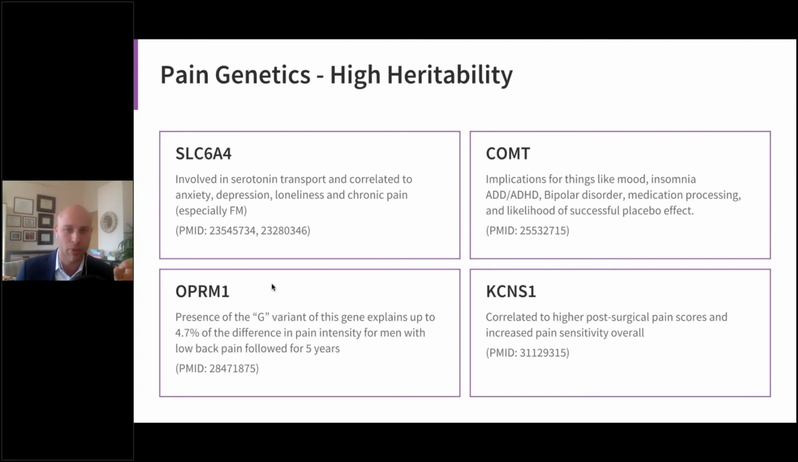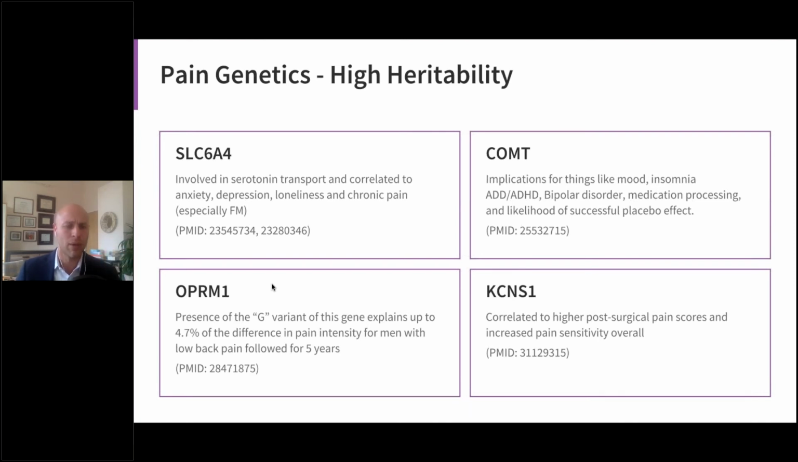But opioid receptor mechanics, COMT mechanics around our ability to break down certain neurotransmitters, again, have a bridge between our affective state, our likelihood for depression, loneliness, anxiety, but also our likelihood for feeling long-term chronic pain and our recovery from surgery, our propensity to experience things like fibromyalgia, and the amount of medication that we might require.